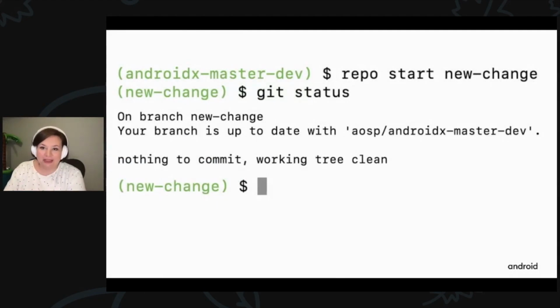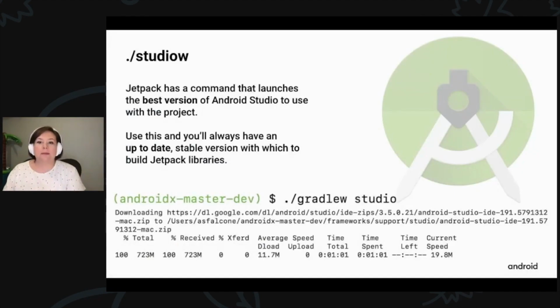After the code is downloaded, you can use repo start to make a new change. Repo start creates a new branch for your changes and switches you to that branch. At this point, you have the code and you're ready to explore or make changes. And you should do this using Android Studio. Jetpack development prescribes a specific version of Studio that works best with the current code. This version of Studio should be latest and stable.